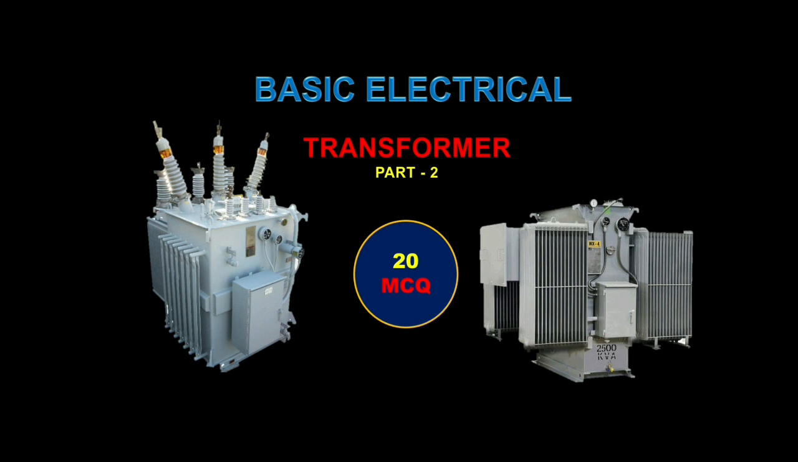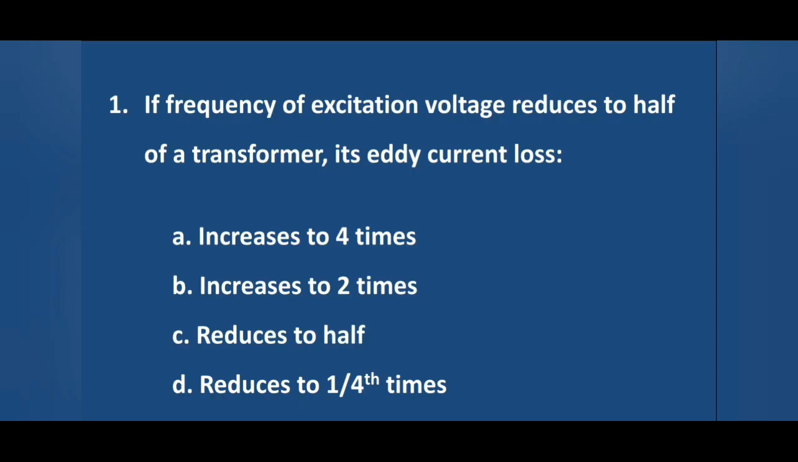In this video, we will discuss another 20 important multiple choice questions related to transformer. So, let me start. Question number 1. If frequency of excitation voltage reduces to half of a transformer, its eddy current loss. Answer is option A, increases to 4 times.